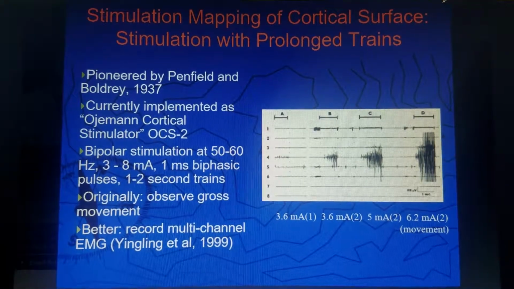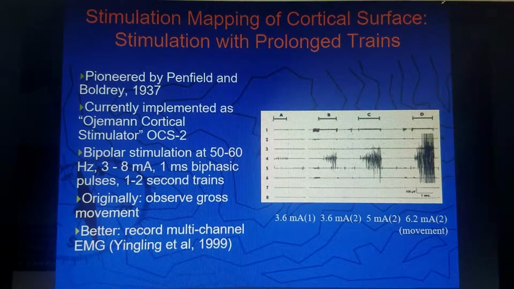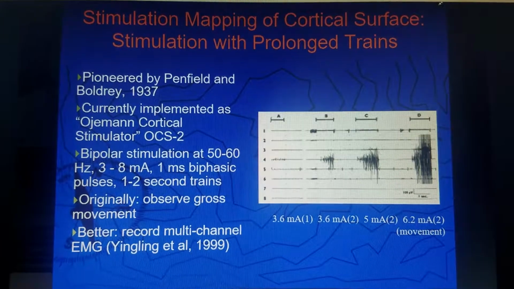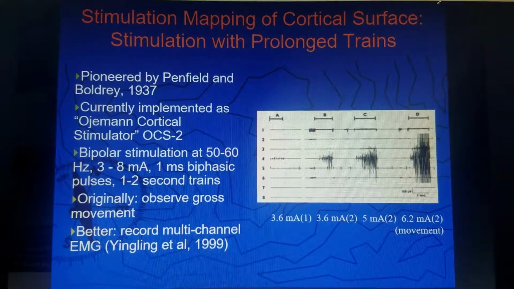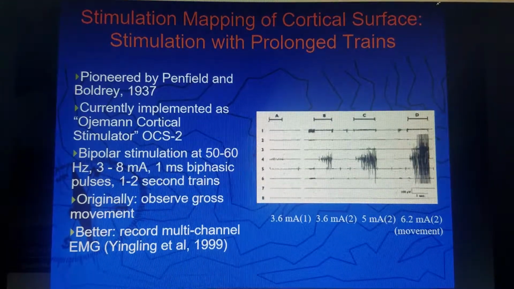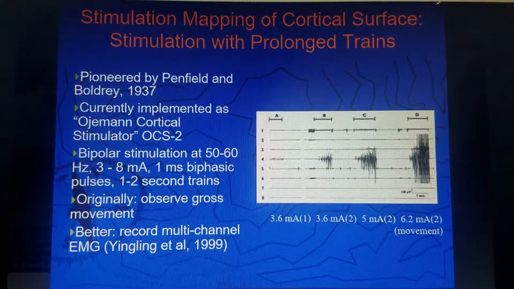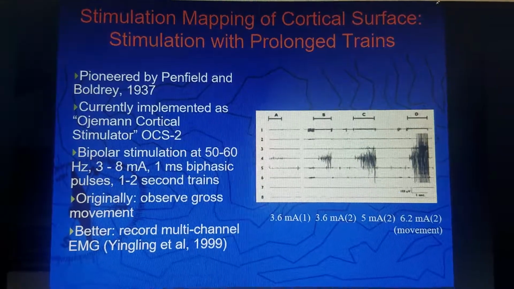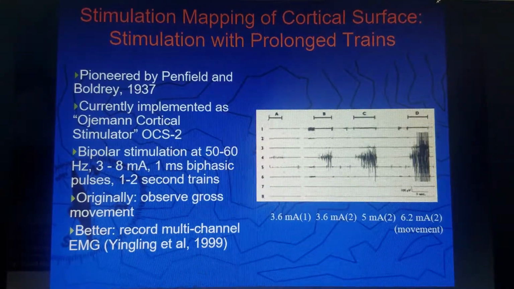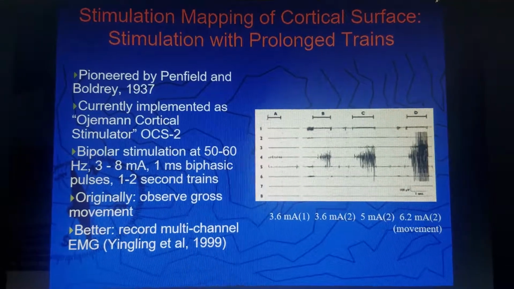So, having identified the central sulcus with this polarity reversal, you now know where the precentral gyrus is, where the motor cortex is, and so you can stimulate it and get a response. This is a very old technique. It goes back about 80 years now. Penfield and Baldry, working up in Montreal, pioneered this method.